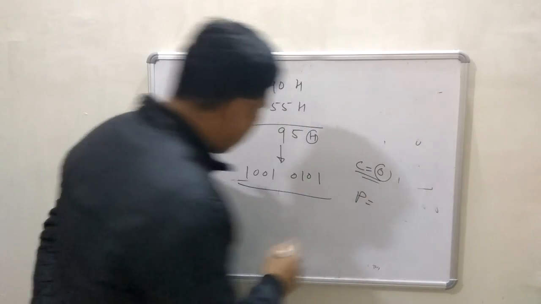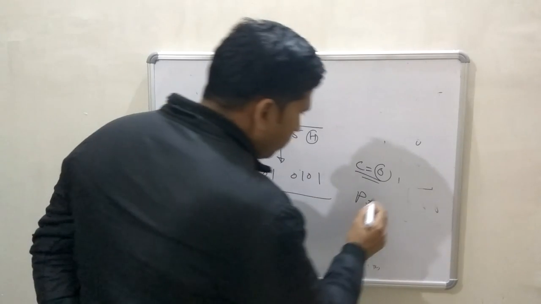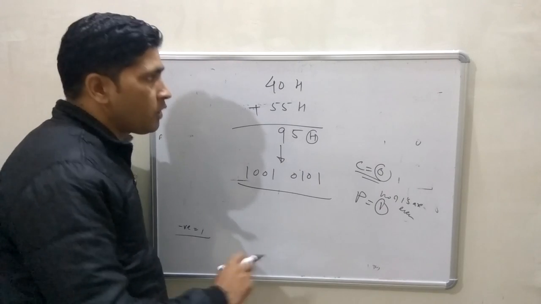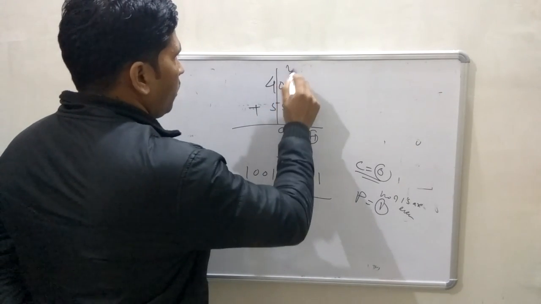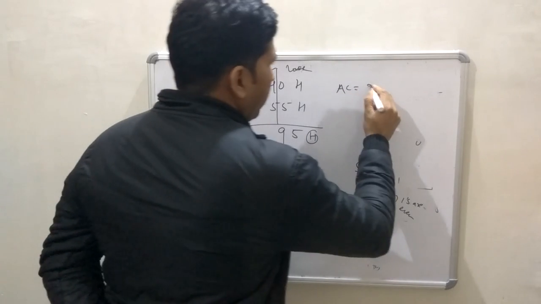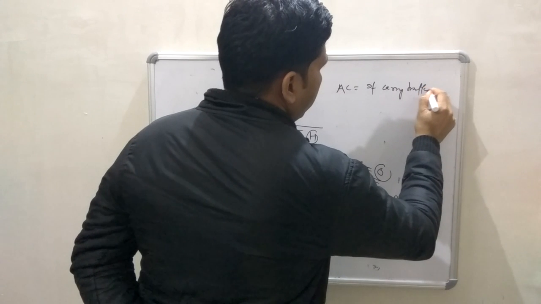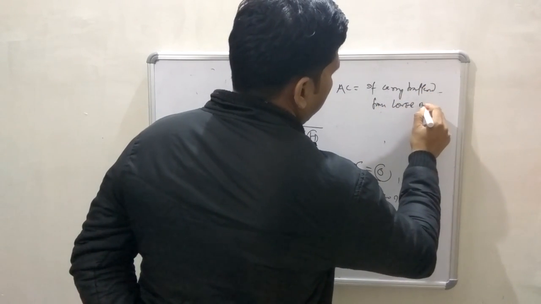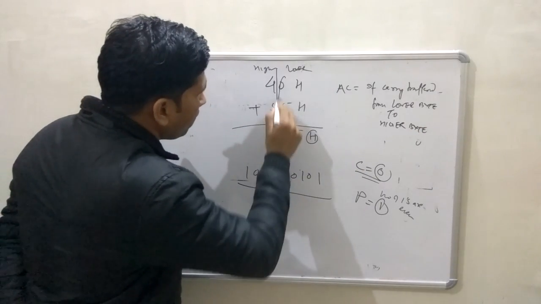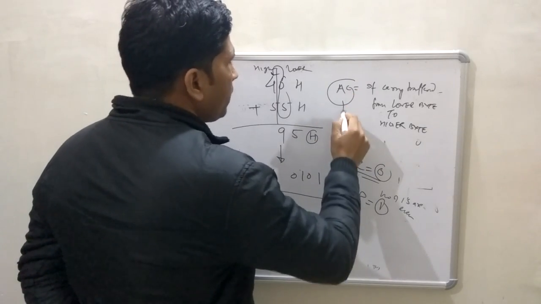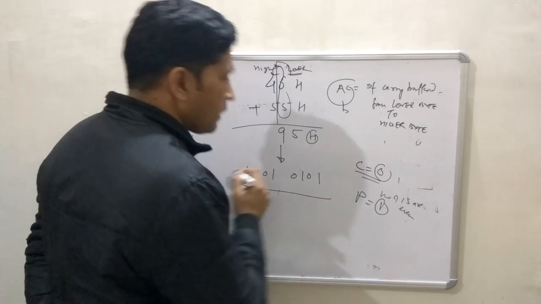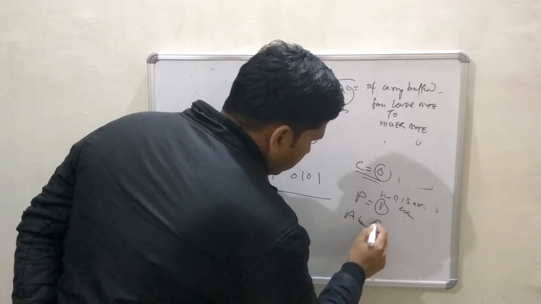Second is parity flag. Now count the number of 1s: 1, 2, 3, 4. This means the number of ones is even, so parity flag will be set. Now third is auxiliary carry. This is the lower byte and this is the higher byte. The condition of auxiliary carry is that if carry is transferred from the lower byte to the higher byte, in that case auxiliary carry will be set, otherwise it will be reset. But in this addition, there is no carry transfer from lower to higher byte. In this addition, auxiliary carry will be 0, meaning reset.